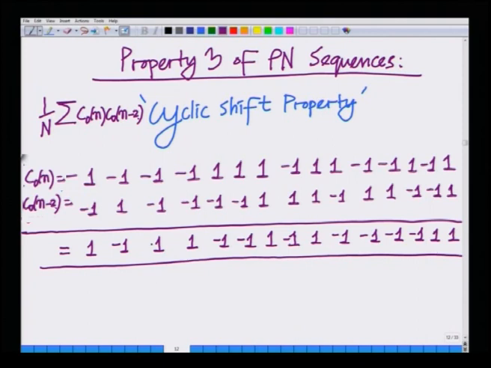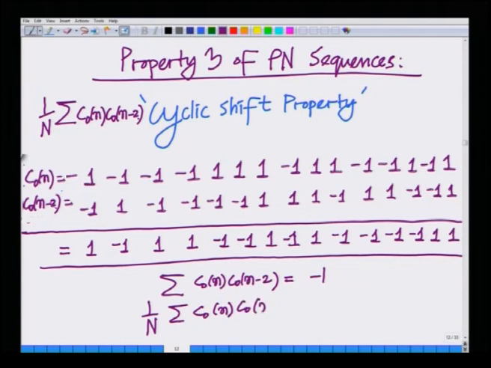When I sum all these things up, so sum C0 n C0 n minus 2, you can verify this is 1 minus 1 0, 1 1 2 minus 2 0, 1 minus 1 0, 1 minus 1 0, minus 3 ones, minus 3 plus 2, this is minus 1. So, 1 over n summation C0 n C0 n minus 2 is simply minus 1 over n, which in this case is minus 1 over 15.